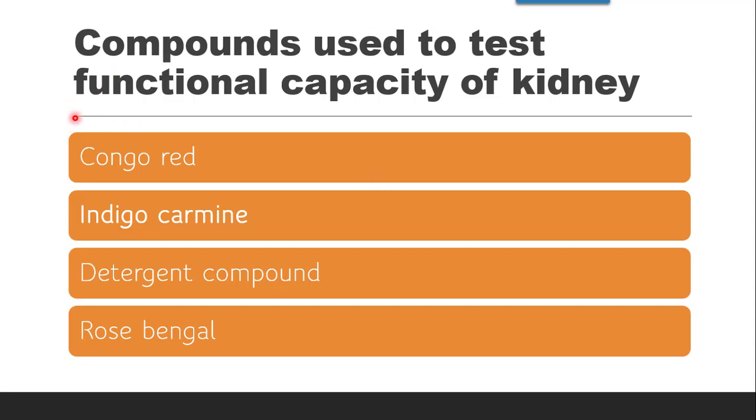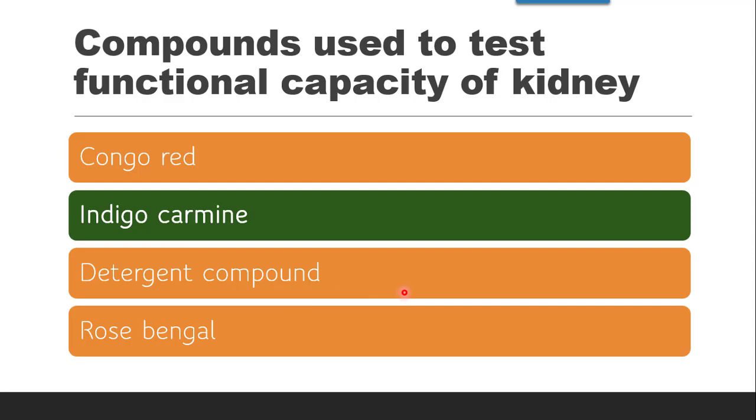So out of these, the second class, the functional capacity of kidney. Who tests the functional capacity of kidney? The options are Congo red, indigo carmine, detergent compound, rose bengal. The correct answer is indigo carmine. And other agents which are used to test the functional capacity of kidney are, along with indigo carmine, aminohippuric acid.